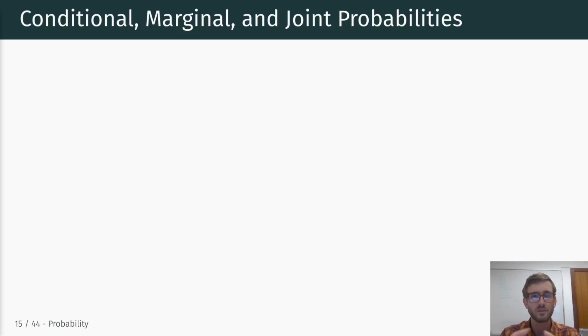Hey everyone. So there are a few more key concepts that we need to cover before we can move on to some of the main theorems in probability theory. And so these key concepts that I want to talk about now are conditional, marginal, and joint probabilities.